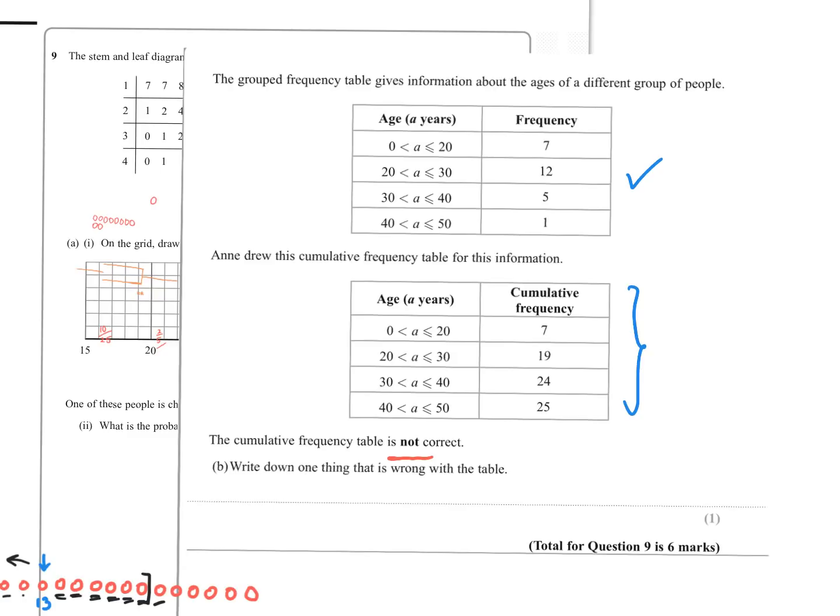So I would suggest that you have between 0 and 20 is 7, but then you'd have to write here as between 0 and 30 would be 7 and 12, which is 19, and then 0 and 40 up to and including would be 24, and then 0 and 50. So the class intervals need changing to the above.